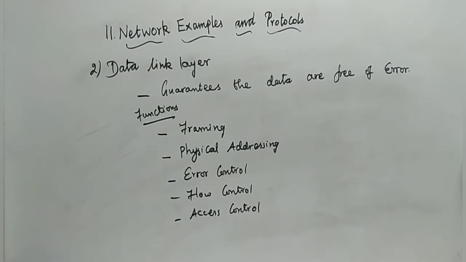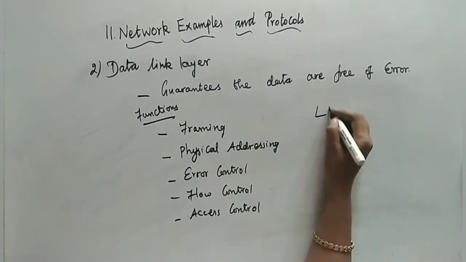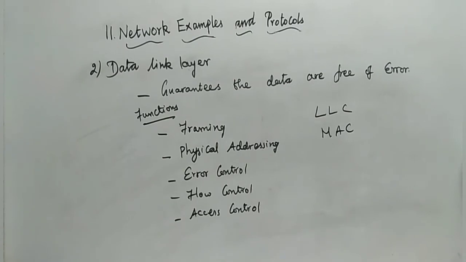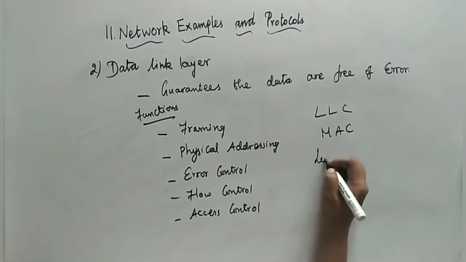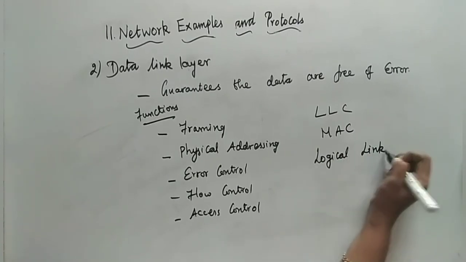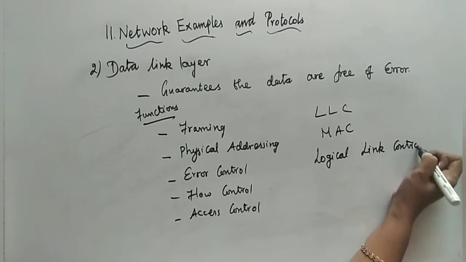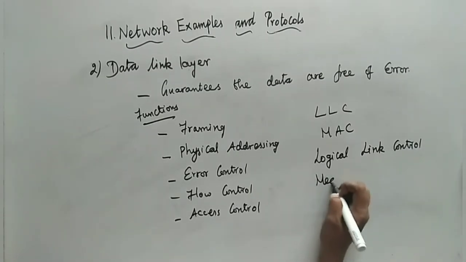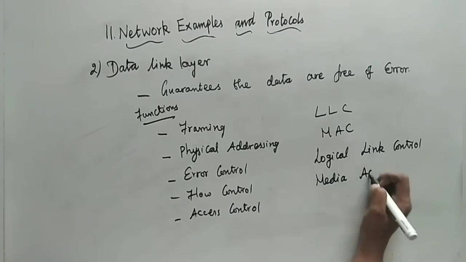Similarly, the data link layer is going to have two sub layers. The first one is LLC and the next one is MAC. What is LLC? It is your logical link control. And the next one, MAC, is nothing but media access control.